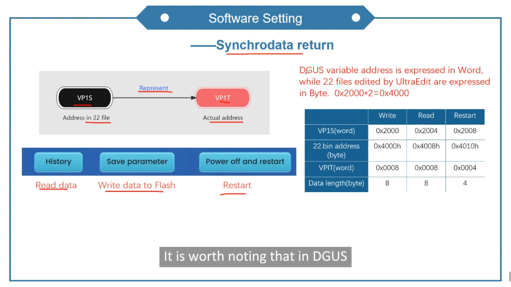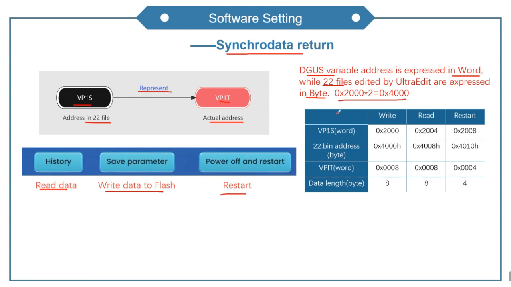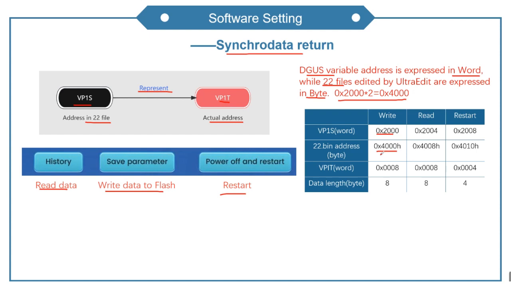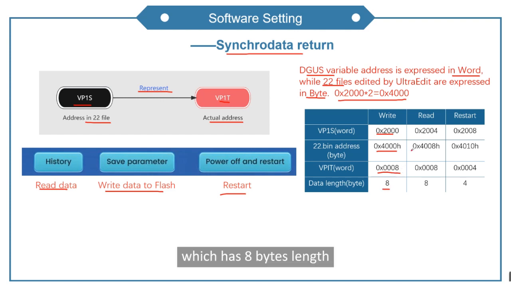It is worth noting that in DWIN, the variable address is in words, while the address in the 22 file is in bytes, so the address in the 22 file is twice the variable address. I set the VP1's address of the write data to 2000, so its address in the 22 file is 2000 times 2, equal to 4000. It actually refers to the previously mentioned flash system variable address 0008, which has 8 bytes length.